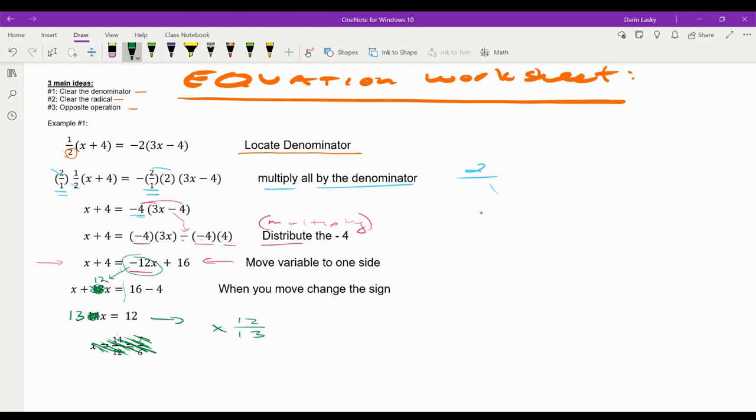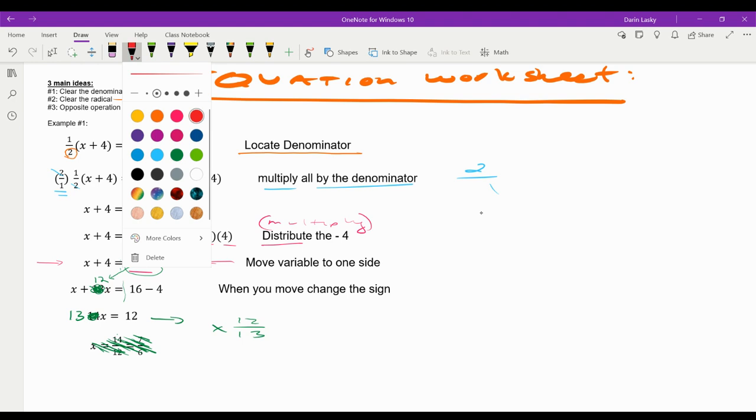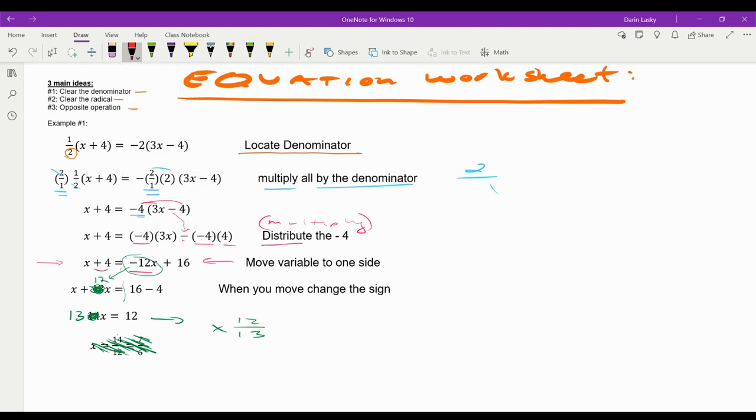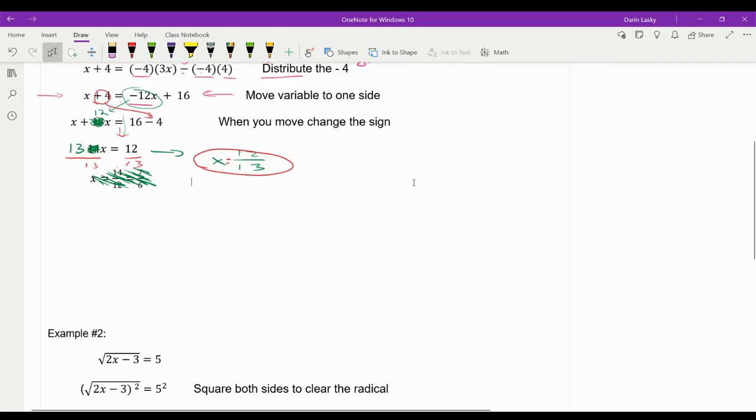So I move the 12 over here, and if you notice, I'll take this other one here. I have this positive 4 here, and when I move it over here, it becomes a negative because it crossed the equal sign. And then for the final answer, x equals 12 over 13, I end up dividing by 13, or when I move it over here, it just becomes the denominator. There's how to solve basic equations.